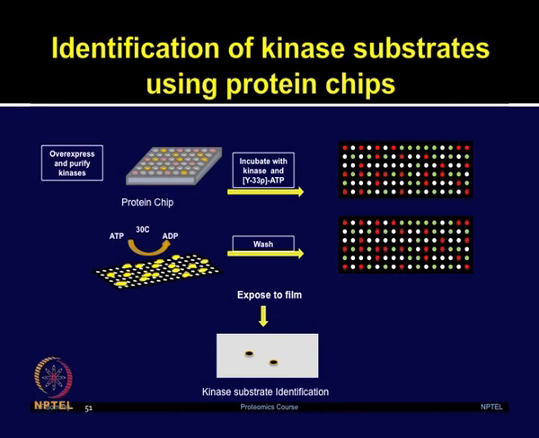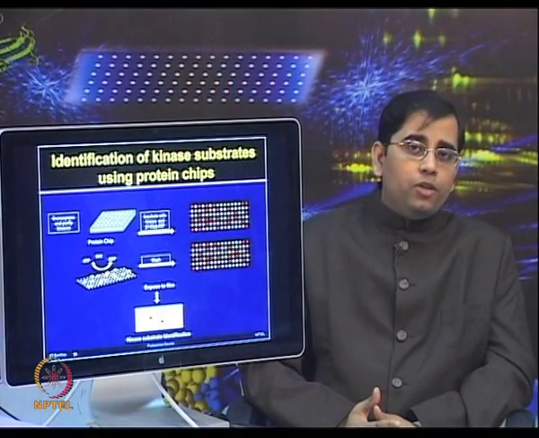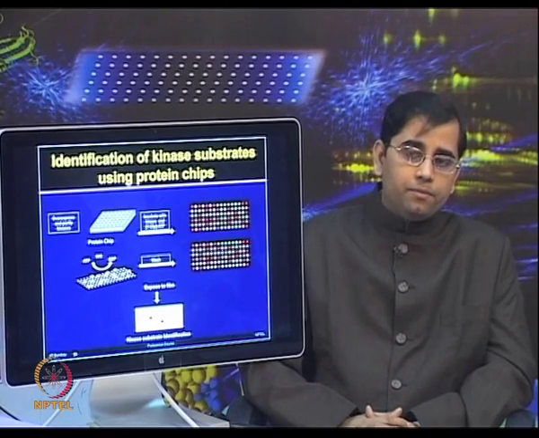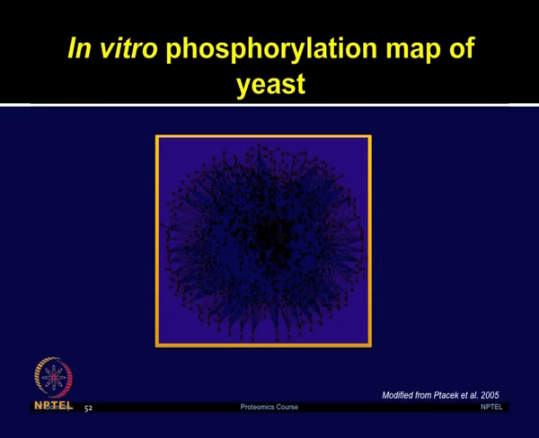This slide gives you an overview of the process involved in the identification of kinase substrates by using protein chips. As the authors defined, this is the overall scheme to identify the kinase substrates. First of all, each kinase was overexpressed, purified and assayed on the protein chip, and it contained over 4000 protein spots which were used for kinase substrate identification.